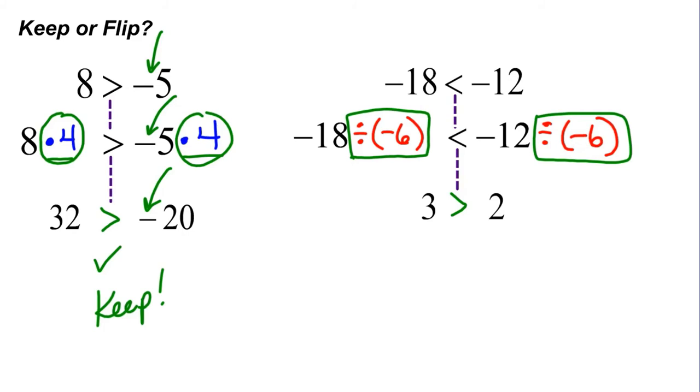This inequality symbol needs to be turned around because 3 is greater than 2. Okay, now it's true. So I had to change the inequality symbol to make it true because I divided both sides by a negative number. So whenever you multiply or divide by a negative number, that inequality symbol must be flipped. So keeping and flipping, that's an extra decision that we need to make.